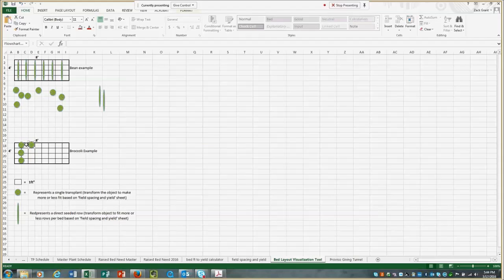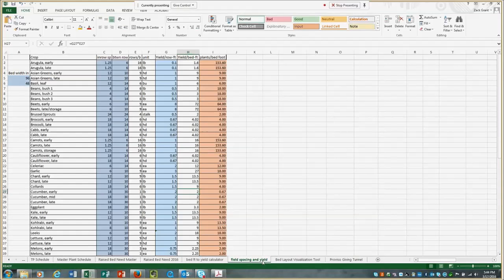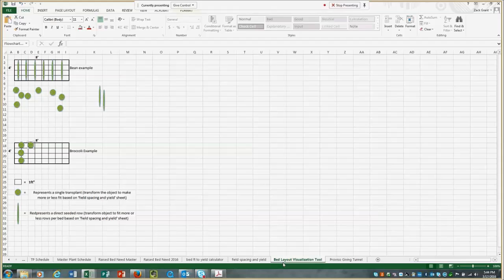So you just use this to visualize whether it's all going to fit in place and figure out how you're going to maximize the use of that space, to confirm that your field spacing and yield is working properly. That's the only reason why I have that tool there. I just thought it'd be useful for some people. For some people, it may not be useful.